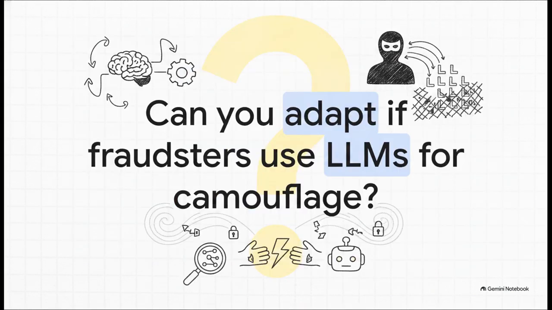Which leaves us with this final thought. We already know that fraudsters use adversarial adaptation. So if bad actors start weaponizing LLMs themselves to generate flawless, synthetic camouflage, perfectly mimicking legitimate network behavior and human text, can your detection architecture adapt fast enough to catch them? Honestly, that is the next frontier in this AI arms race.